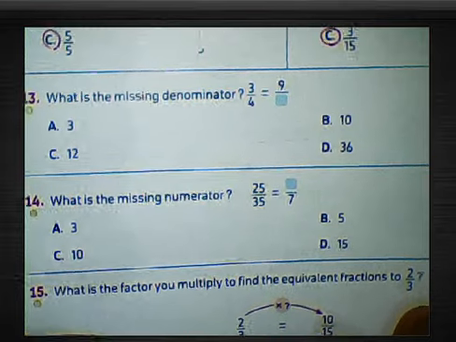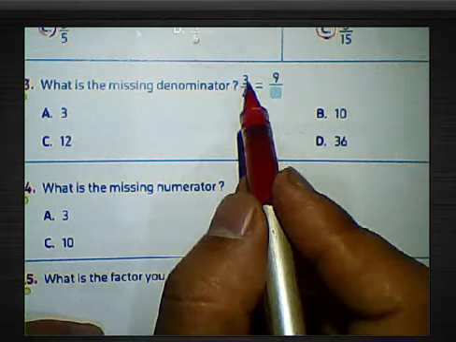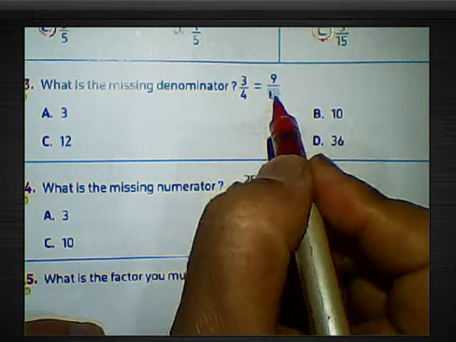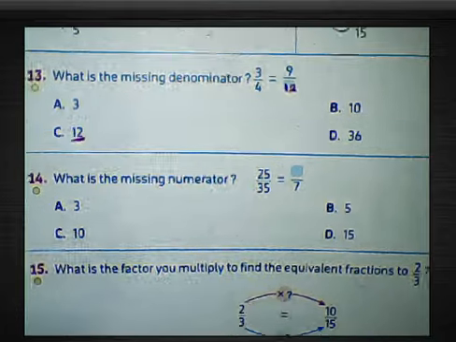What is the missing denominator here? 3 over 4 equals 9 over blank. 3 times 3 equals 9, and 3 times 4 equals 12. We must write 12 in the denominator here.